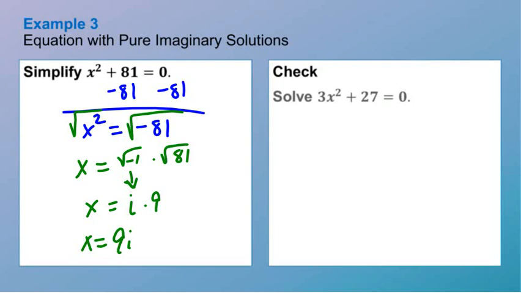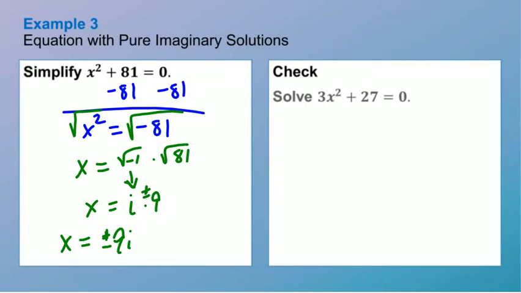Now, because we're finding the square root of a number, we do have two roots. So this would be a positive and a negative 9i. Okay, so this is a positive and negative 9i.